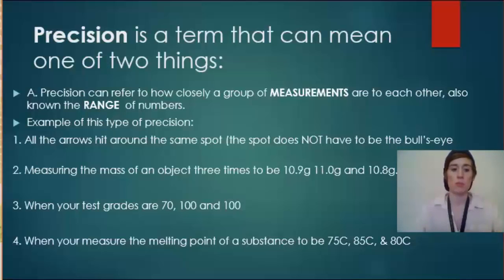Let's say you're measuring the melting point of a substance, and the first time you measure it's 75 degrees Celsius, second time it's 85 degrees Celsius, and the third time it's 80 degrees Celsius. Well, what's your range of data? Well, the highest number is 85, and your lowest number is 75. So you have a 10 degrees Celsius difference, and that's a lot when you're talking about melting points or temperatures. So this would be another example of imprecise data.